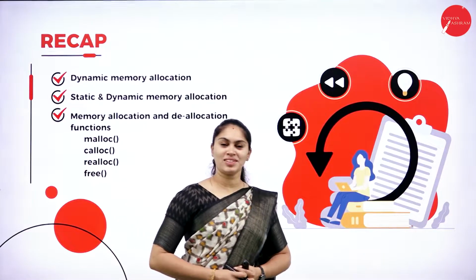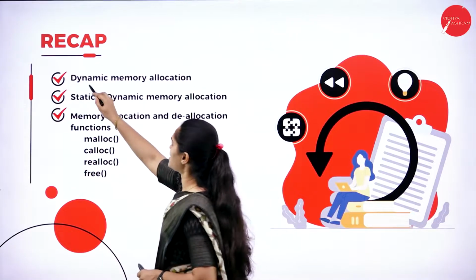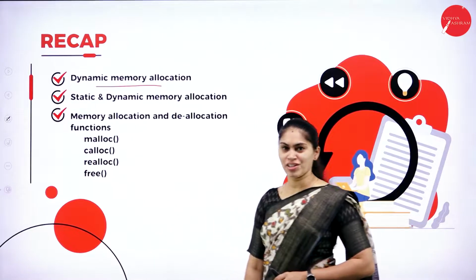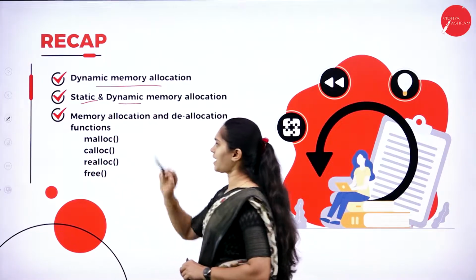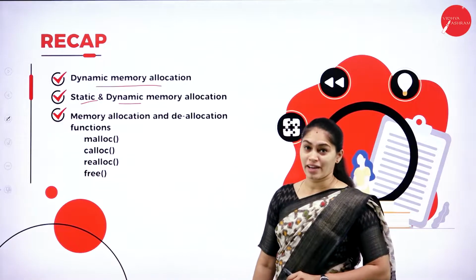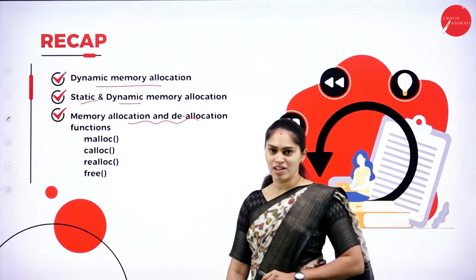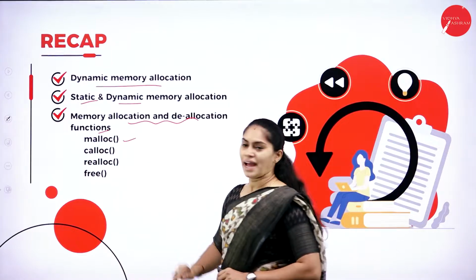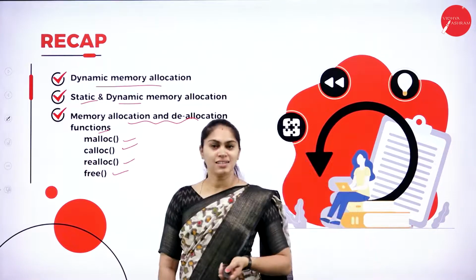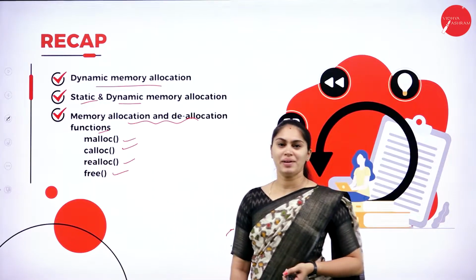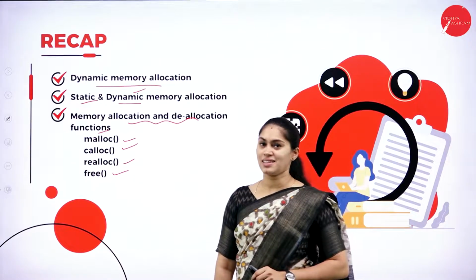So now we'll see the recap, that is what we have discussed in our last session. I have discussed dynamic memory allocation. In memory allocation, we have two kinds, right? It is static as well as dynamic memory allocation. And also I have discussed the memory allocation and deallocation functions, that include malloc, calloc, realloc, as well as free. Static memory allocation takes place at compile time, and dynamic memory allocation takes place at runtime.